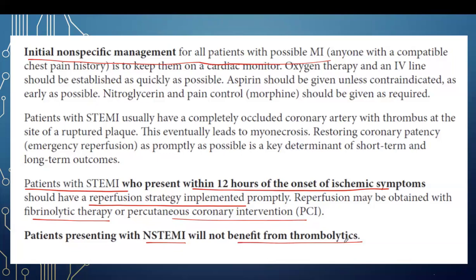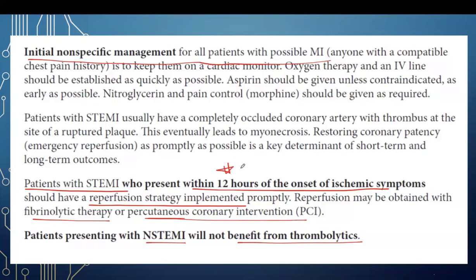Okay, thrombolytics actually include a fibrinolytic and PCI both. So a non-ST elevated MI doesn't need a fibrinolytic therapy, doesn't need an immediate PCI. Later on, yes, we might need to put a stent in a non-ST elevated MI patient, but not as immediate as a ST elevated MI patient. Okay, so we discussed that only ST elevated MI will benefit from thrombolytics. Non-ST elevated will not get any benefit, so we will not do that.